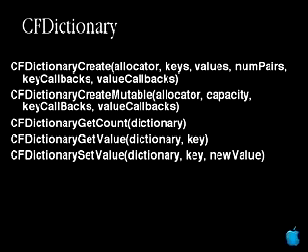CFDictionary. You'll notice the naming between CFDictionary and CFArray is very consistent. CFDictionaryCreate creates an immutable dictionary. CFDictionaryCreateMutable creates a mutable one. CFDictionaryGetCount gives you the number of key value pairs currently stored in the dictionary. GetValue, you provide the key, we'll give you the value back associated with that key. And SetValue allows you to associate a value with a given key.